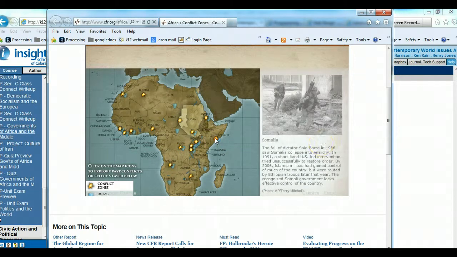Somalia is really a bad place. So they had a dictator until 1986, so then they collapsed into anarchy, and we learned what anarchy was in Section C, I think. We're talking about the absence of a government. And you can see there's Islamic militias. They fought with Ethiopia in 2006, so really bad things in Somalia.